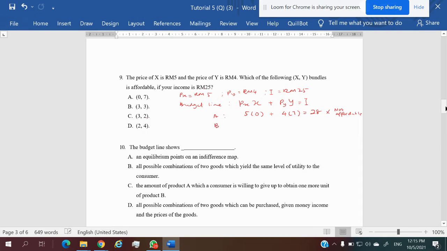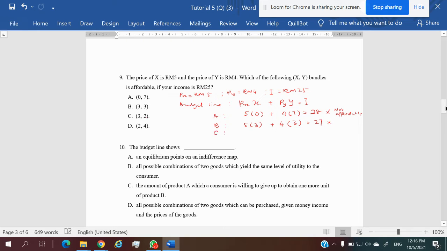How about point B? Point B, 3, 3. So 5 times 3 units of X plus 4 ringgit Malaysia for good Y times 3. 15 plus 12, this is 27. So this is also a combination where you cannot afford it because your income is only 25 ringgit.